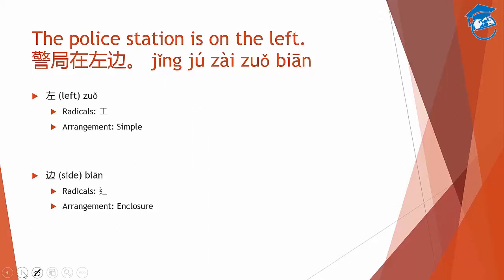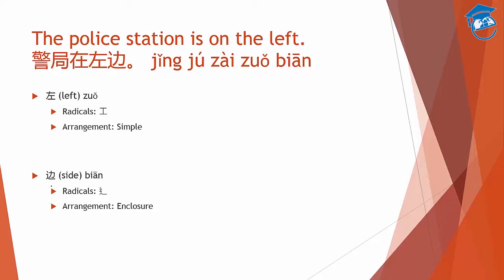And the last two words, they are new words too. So 左 means left. This is the pinyin, and the radical is this one, what's on the bottom right here. The arrangement is simple. This is how we write 左. 5 strokes for this one.